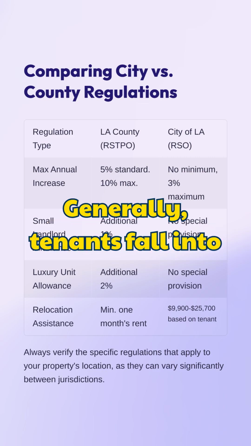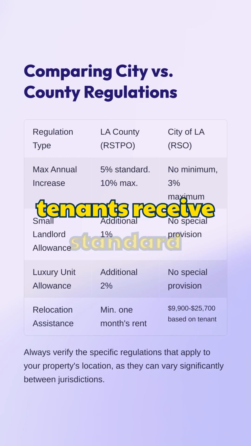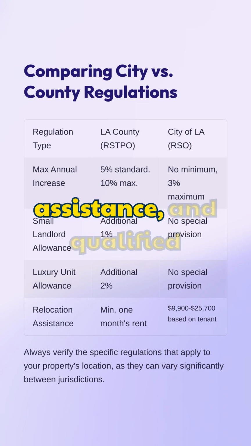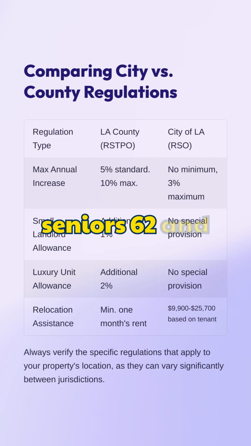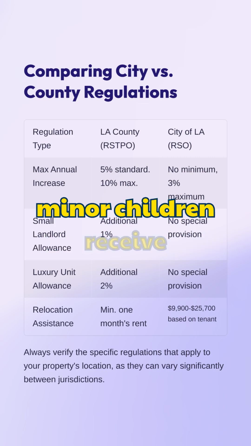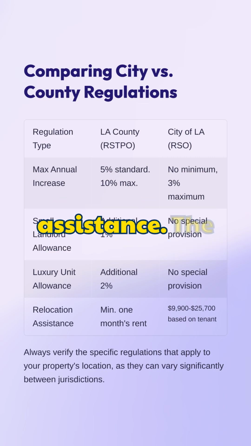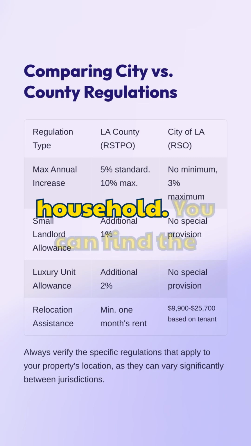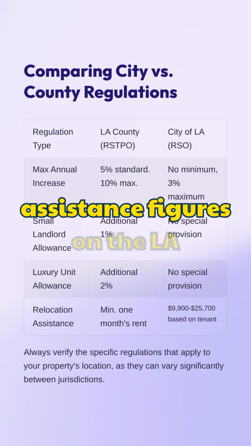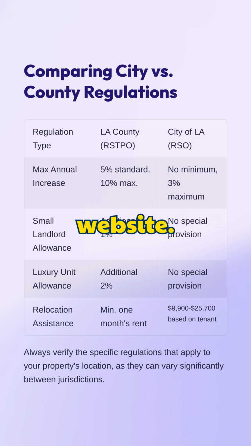Generally, tenants fall into two categories. Eligible tenants receive standard relocation assistance, and qualified tenants like seniors 62 and older, disabled individuals, or households with minor children receive higher assistance. The exact relocation amounts vary, but can range from $9,900 to $25,700 per household. You can find the latest relocation assistance figures on the LA County Housing website.